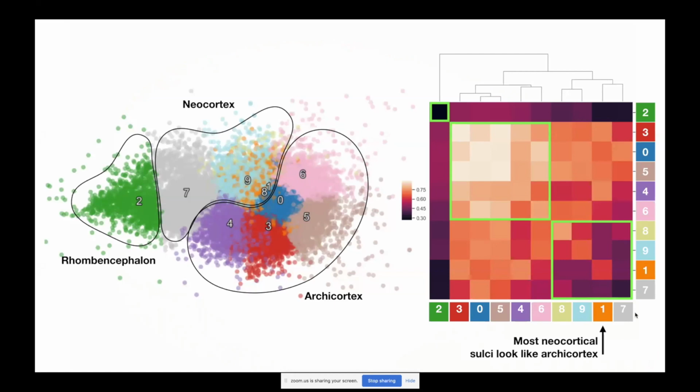And here is a principal component analysis of the profile similarities. You can see clearly that our profiles allow us to distinguish the rhombencephalon from archicortex and piriform cortex, and from neocortical regions.